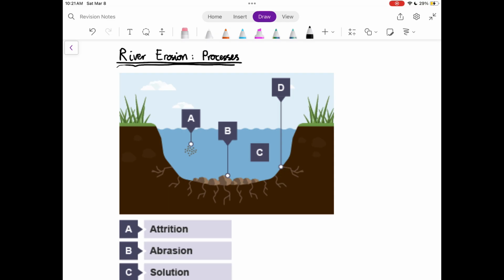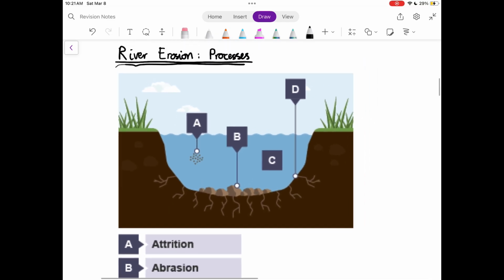So the first one is attrition, and this is when material carried by the river knocks into one another, which decreases sediment size.